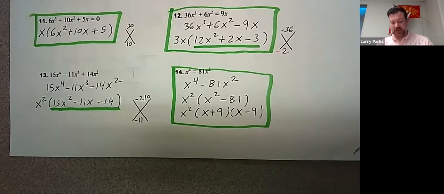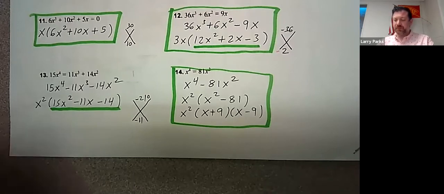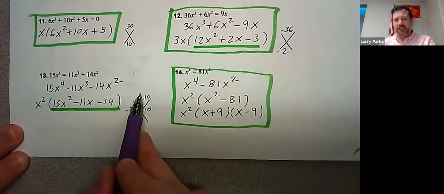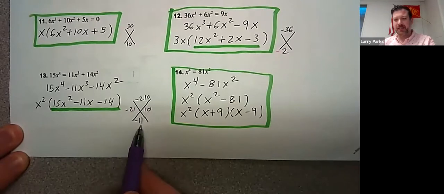Let's see. Negative 210 divided by 2, that doesn't work. Divided by 3, doesn't work. Getting close. Getting there. Divided by 9, maybe. Oh, that was easy. Negative 21 and 10. Negative 21 times 10 is negative 210. Negative 21 plus 10, negative 11.